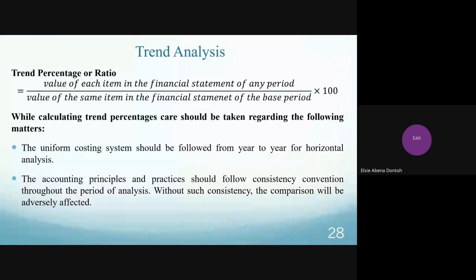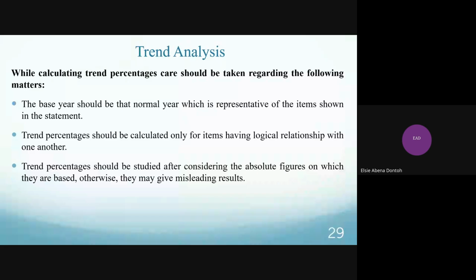So in calculating the trend ratio, you have to follow these. The uniform costing system should be followed from year to year for horizontal analysis. As I said earlier, if you are using LIFO, you should use LIFO throughout. If you are using FIFO, you should use FIFO throughout. The accounting principles and practices should follow the consistency convention throughout the period of analysis. Without such consistency, the comparison will be adversely affected.